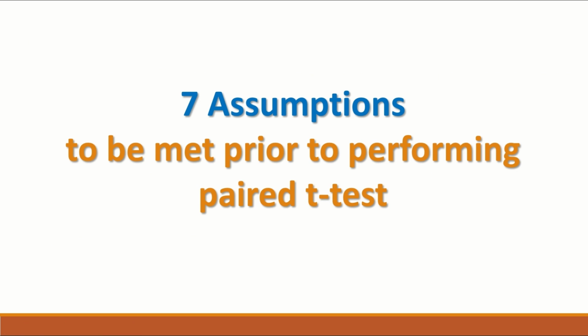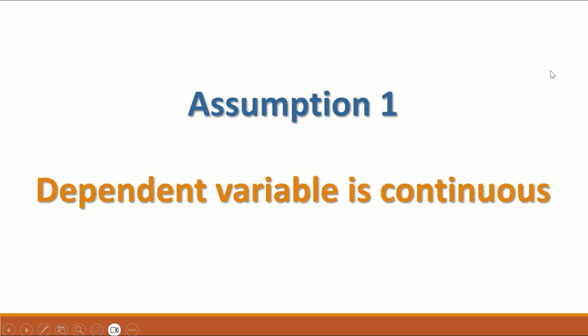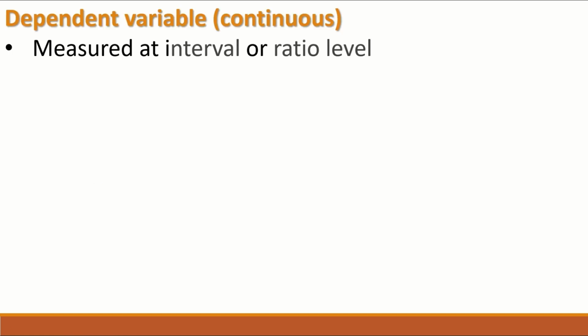7 assumptions have to be met prior to performing the paired t-test. The first assumption is that the dependent variable is continuous.